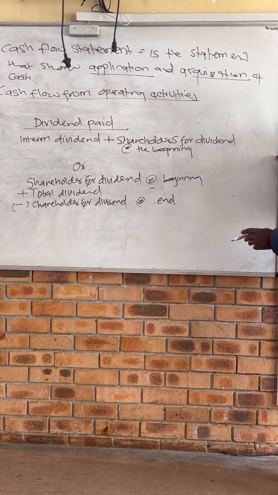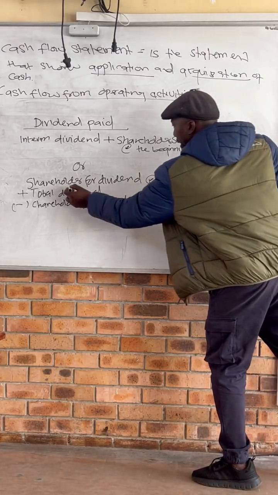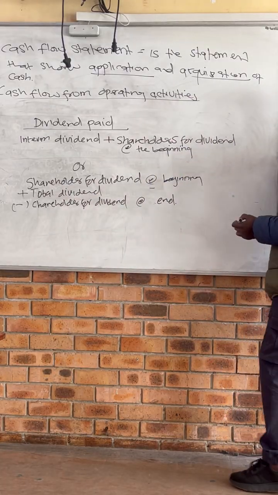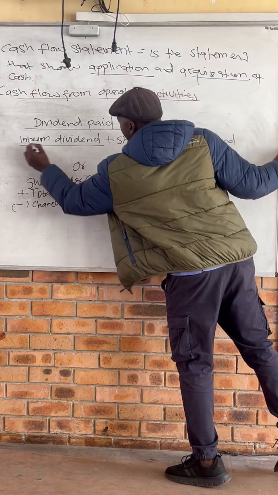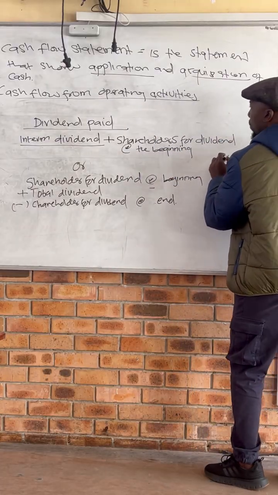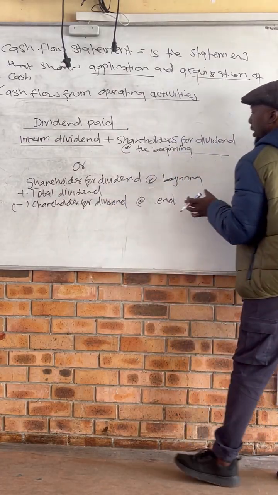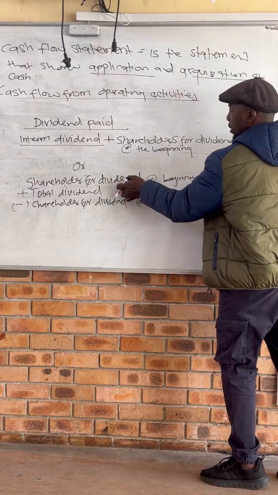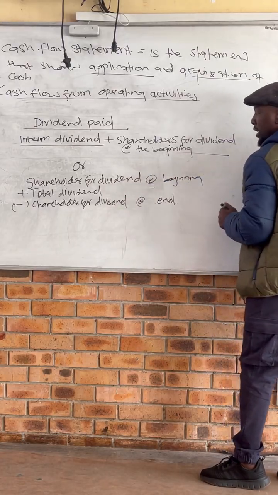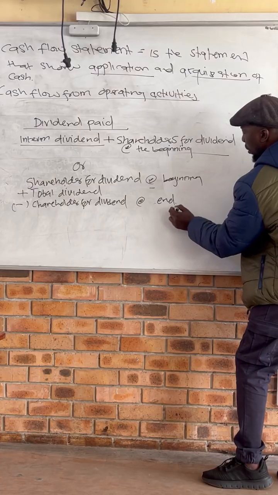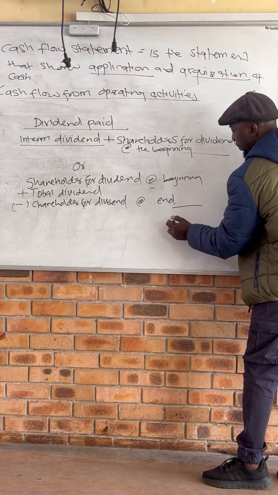Now, this one I'll advise my learners, or they must check the information that they have. If they are given interim, they must just go and look for shareholders for dividend. That is simple. If they are given total dividend, they simply come and say shareholders for dividend plus total dividend minus the shareholders for dividend at the end. Then they will get their dividend paid.